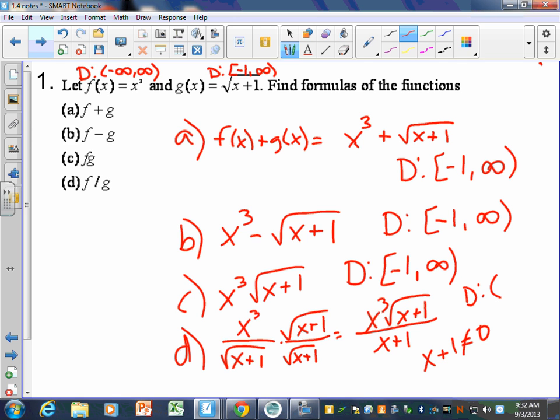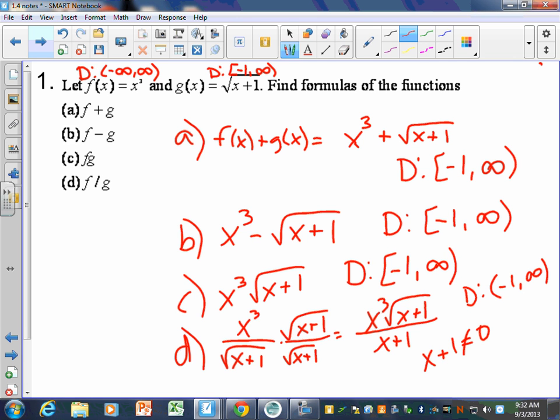Yeah, I think it should be this, because it's still restricted. We still have a square root, even though we moved it to the top. You still can't have a negative under your radical. But the extra part is, you can't include -1. You can take the square root of 0. That's why it's included up here. But you can't divide by 0.